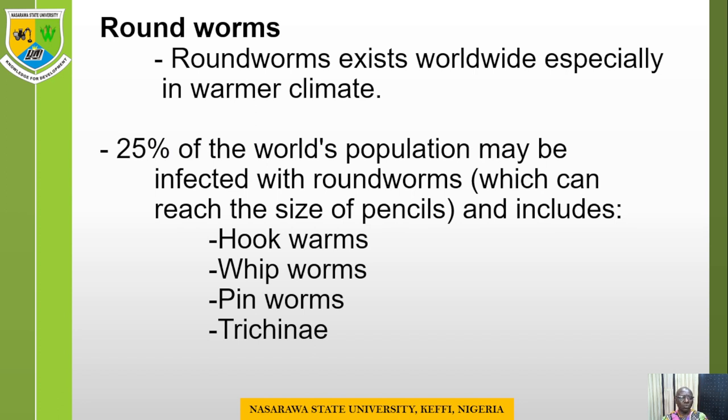Now here we talk about the roundworms. Roundworms exist worldwide, especially in warmer climates. 25% of the world population may be infected with roundworms. They can reach the size of pencils. And that is the size of the roundworms if you measure it. If you measure a pencil, how many centimeters will it give you? You can do it practically in your home or hostels and determine the size of a roundworm. And this includes hookworms, whipworms, pinworms, and trichinae.